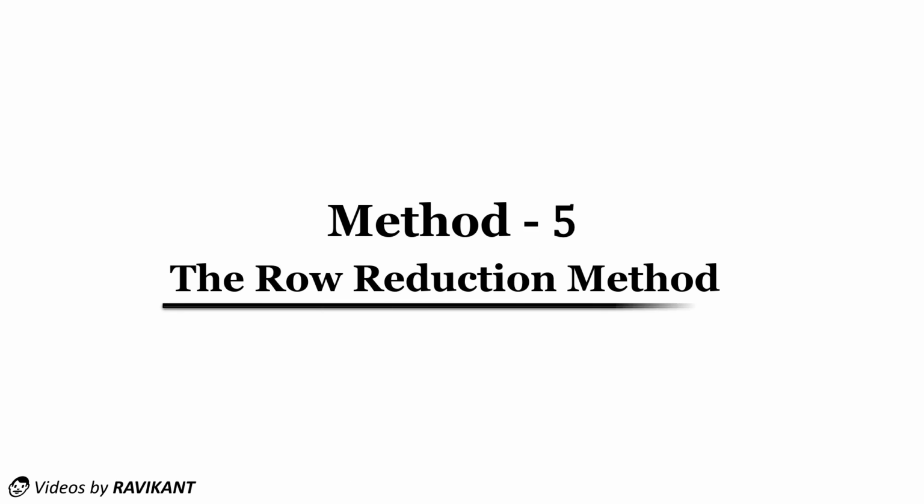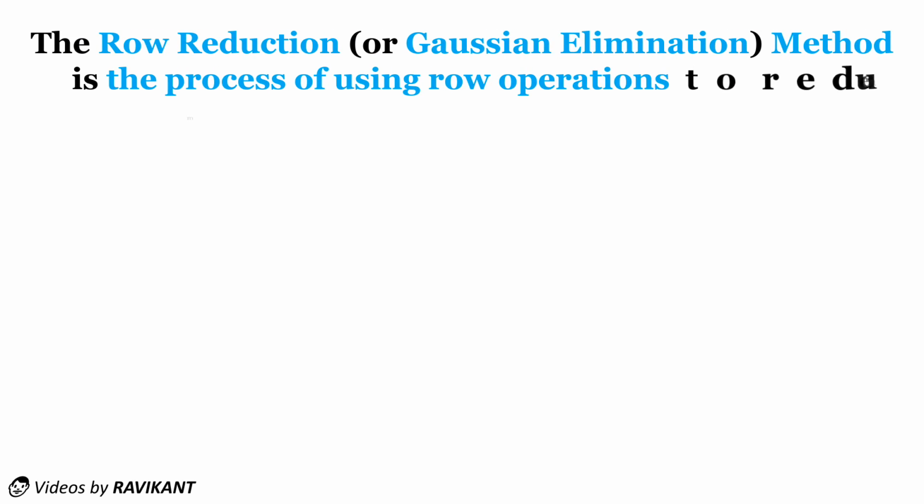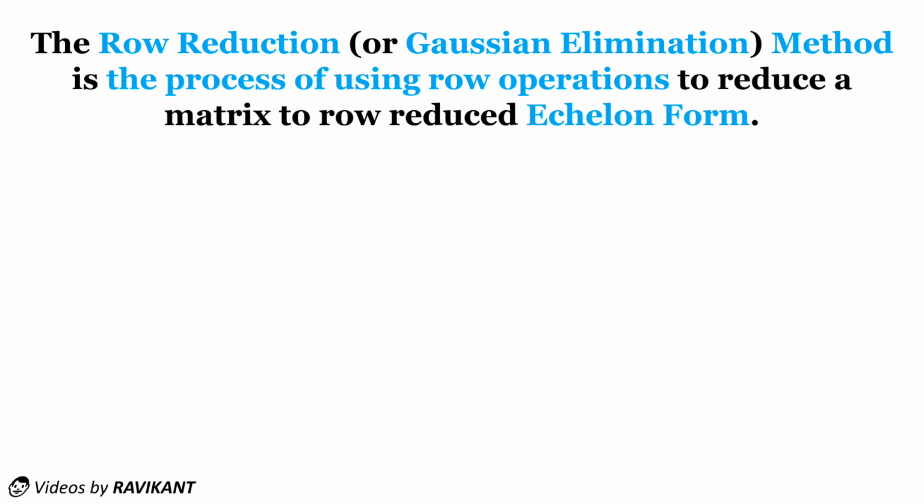Now we go through our fifth and last method, which is the row reduction method. First let us know what the row reduction method is. It is the process of using row operations to reduce a matrix to row reduced echelon form. Means we have to reduce the rows by applying some operations, and then we get an echelon form where we stop the procedure and we will get the values of unknown variables. So this method is also known as the Gaussian elimination method.